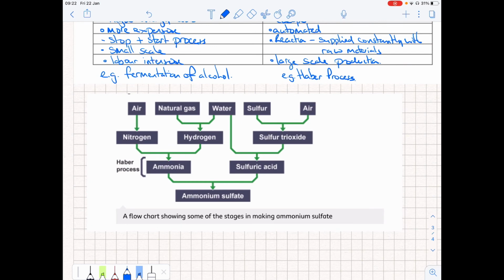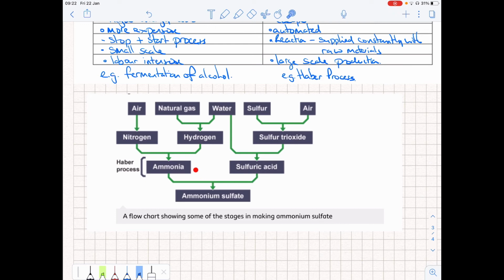I'm just going to add one more bit to the video for you. Here's a little flowchart showing you the stages that have to take place in order to produce ammonium sulfate, and this would be as in a continuous process. This is an industrial process in order to produce this ammonium sulfate. So you can see if you work your way backwards, we know from earlier on that we need ammonia and sulfuric acid as the raw materials.